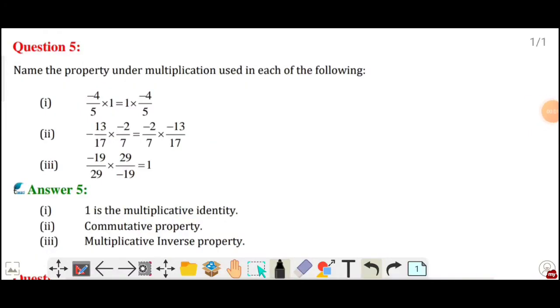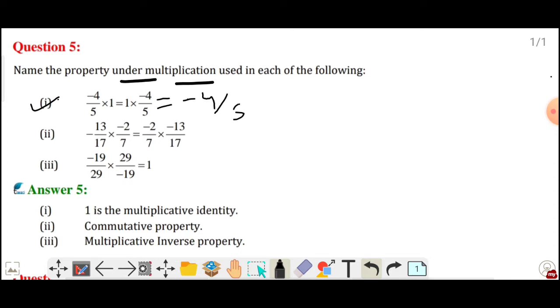Let's study question number 5. Name the property under multiplication used in each of the following. Sub question number 1. Minus 4 by 5 into 1 is equal to 1 into minus 4 by 5 is equal to minus 4 by 5.